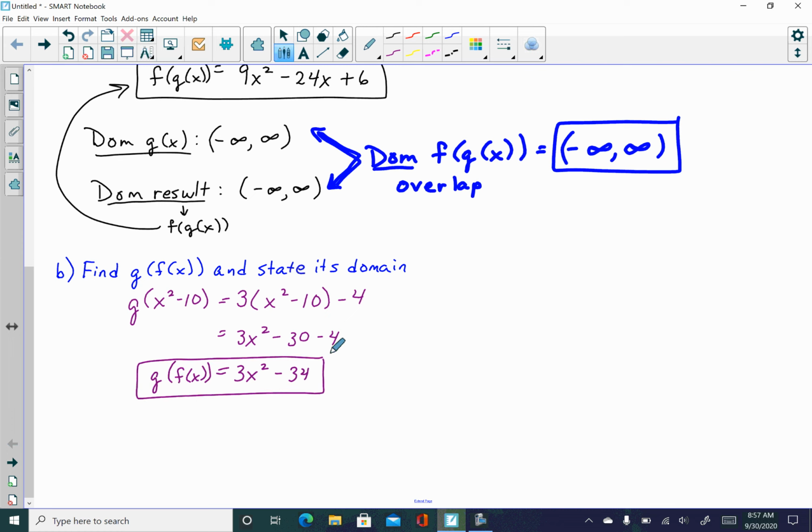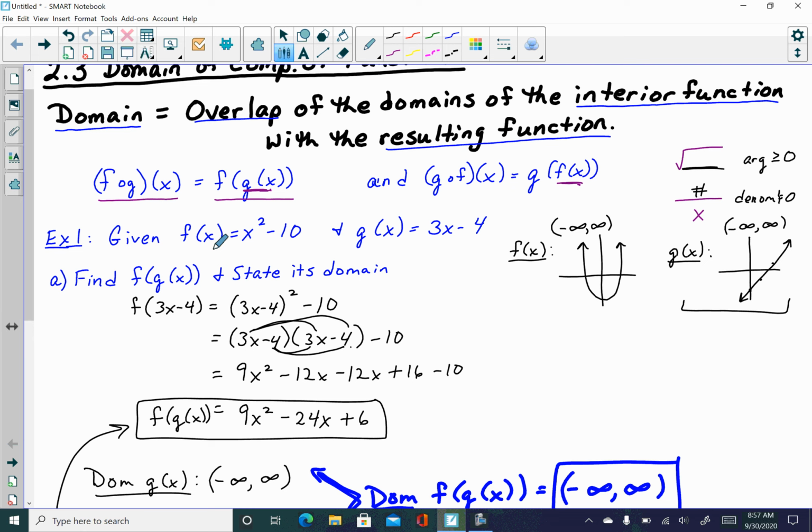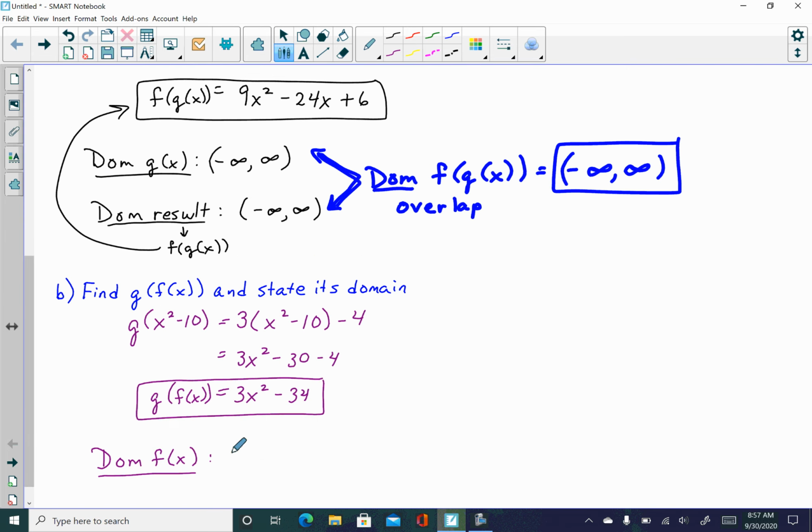Okay. Now let's again look at the domain. Remember, I want the domain of the interior function. So this time the interior function is f of x. If we go back and recall, f of x is x squared minus 10. We already graphed it. We said it doesn't have a square root, it doesn't have a letter in the denominator. So my domain here has to be negative to positive infinity.